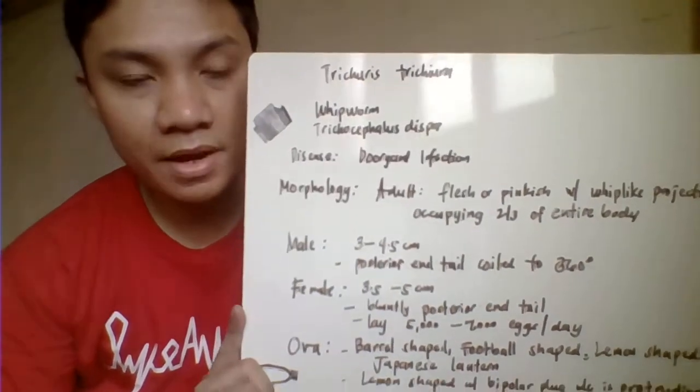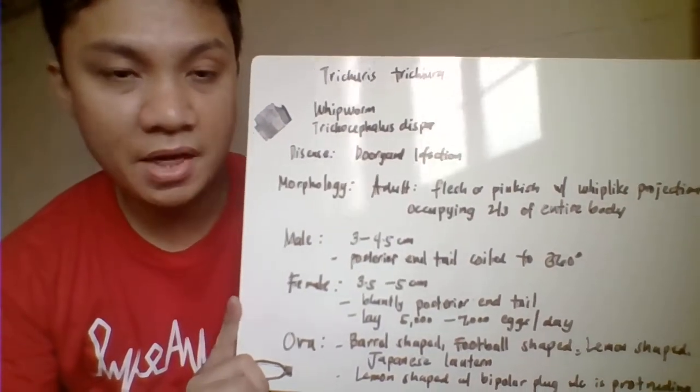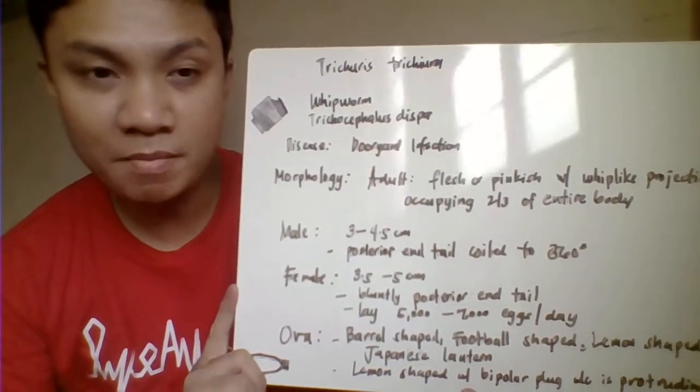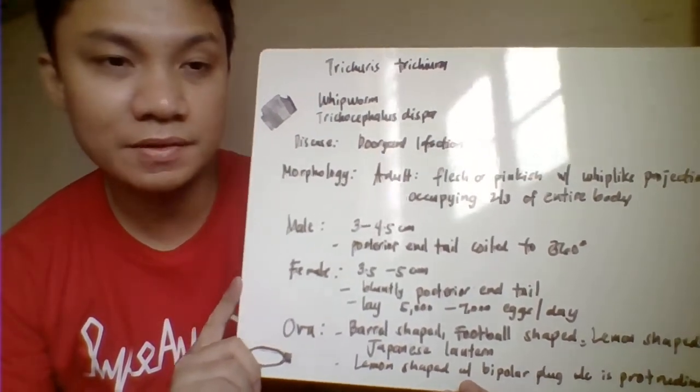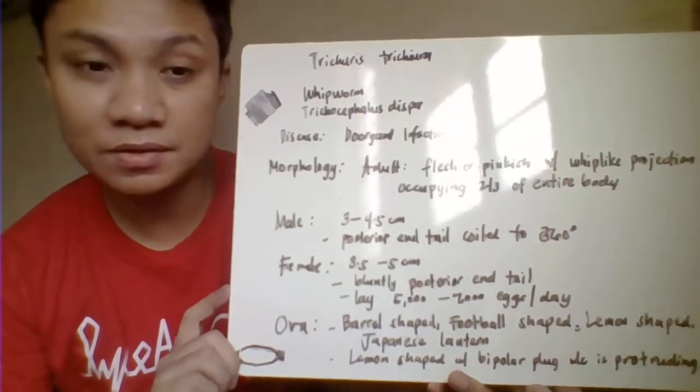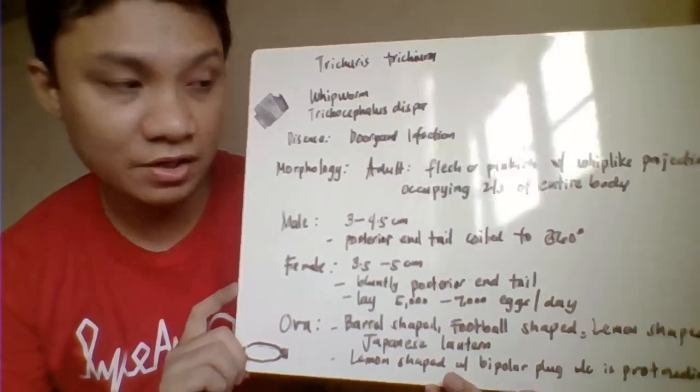Okay, the next one we have is Trichuris trichiura. Another name for that is the whipworm. Another name for that is Trichocephalus dispar. So consider the whipworm infection, trichuriasis, or Trichuris infection.